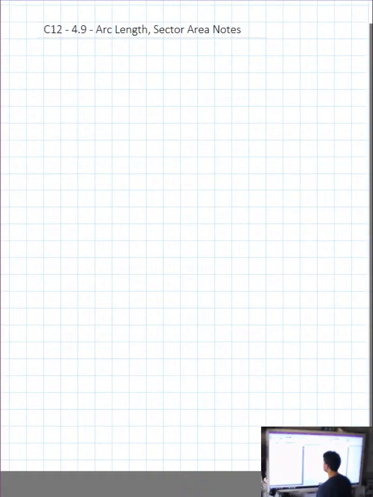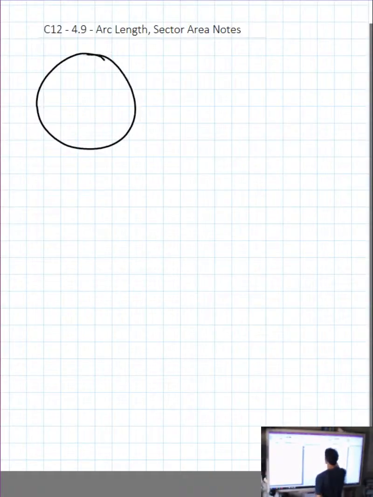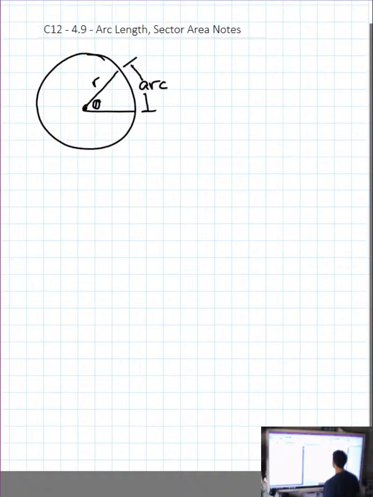Okay, so 4.9, arc length and sector area. So let's go over the definition. First of all, we have a circle, and let's say we have a piece of pie, and we know that the radius is there and theta is there. We know that the arc is this distance of the crust of the piece of pie.